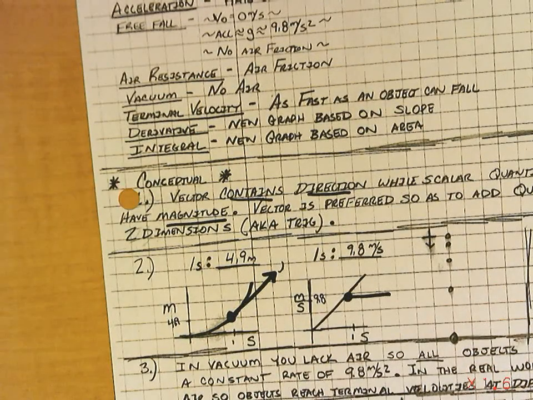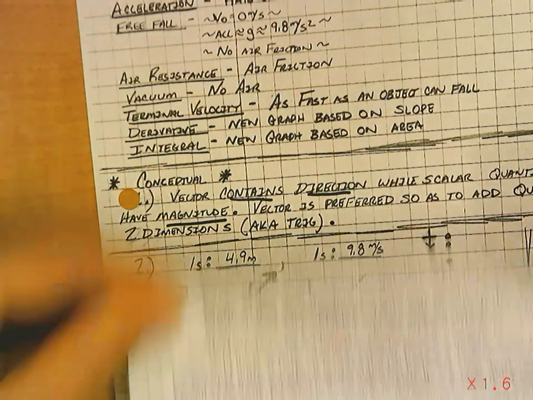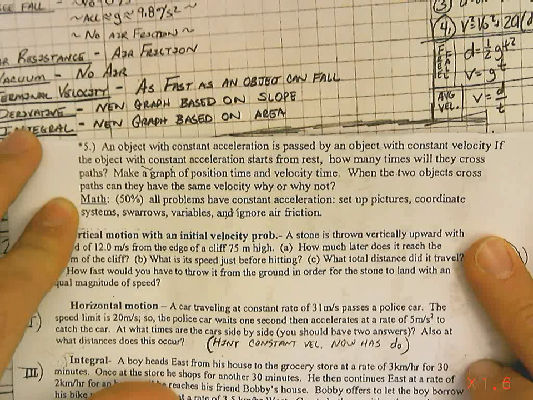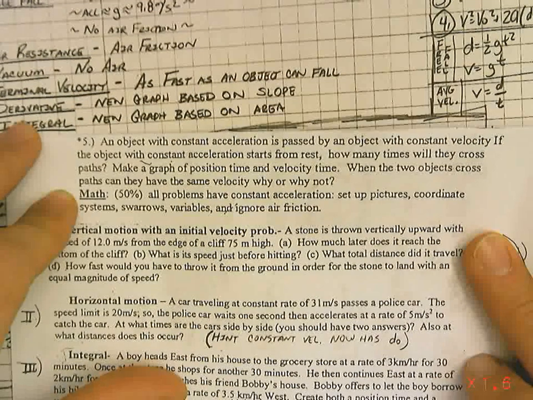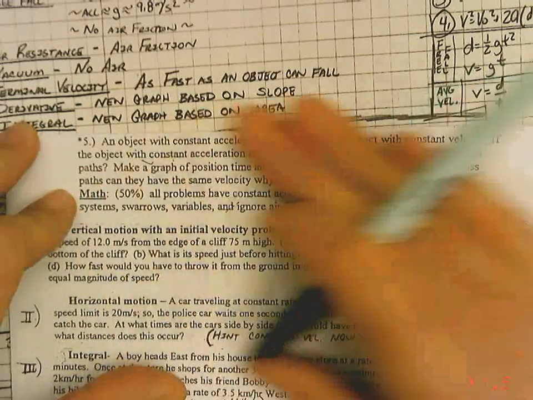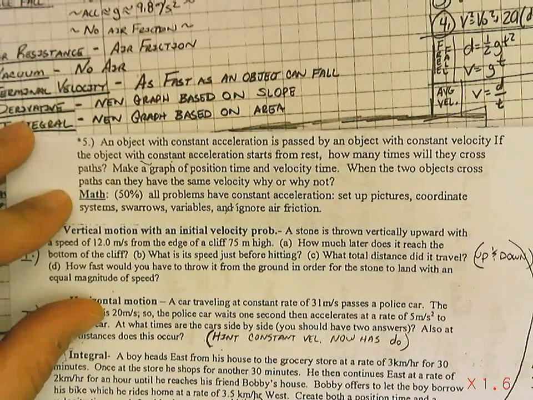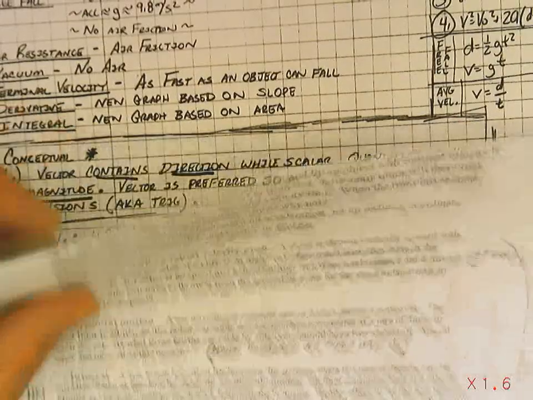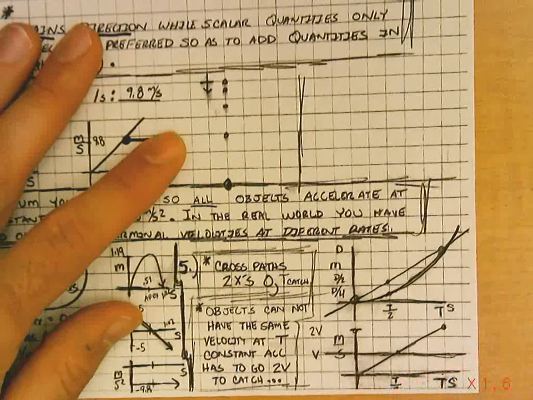Take a look at the last conceptual one. Number 5 says, an object with constant acceleration is passed by an object with constant velocity. If the object with constant acceleration starts from rest, how many times will they cross paths? Make a graph of position-time and velocity-time when the two objects cross paths. Can they have the same velocity? Why or why not? So these are our graphs that we get.